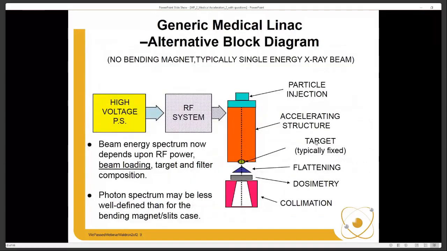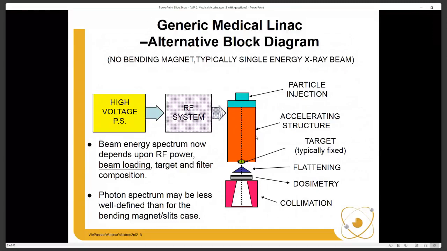And a reminder here that not all medical LINACs have bending magnets. If we are talking about a machine that happens to be called a tomotherapy unit or a CyberKnife unit or a Mobetron unit, there is no bending magnet at the exit of the accelerator. The accelerators tend to be short in length and are oftentimes just a single energy.